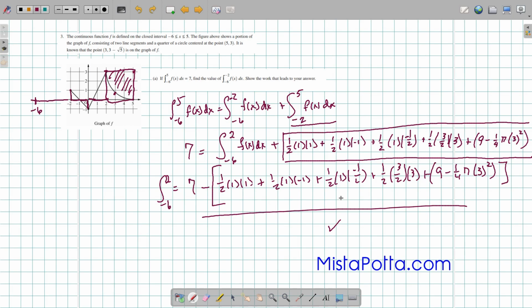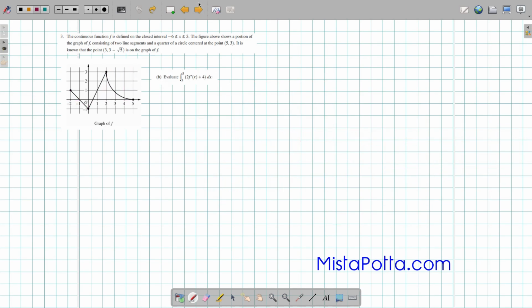If I leave it like this, as long as it's correct math, I should get full credit. And so this is part A. Moving on to part B, they want us to evaluate the integral from 3 to 5 of 2 times f prime of x plus 4 dx.